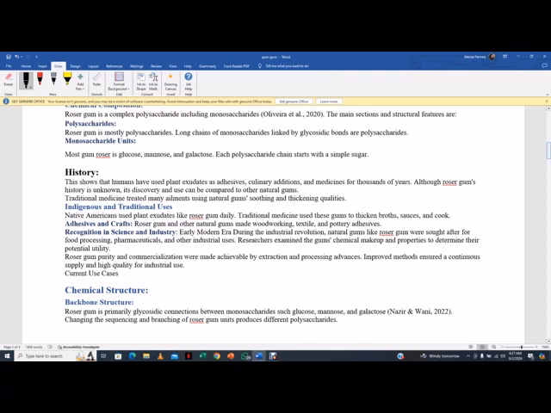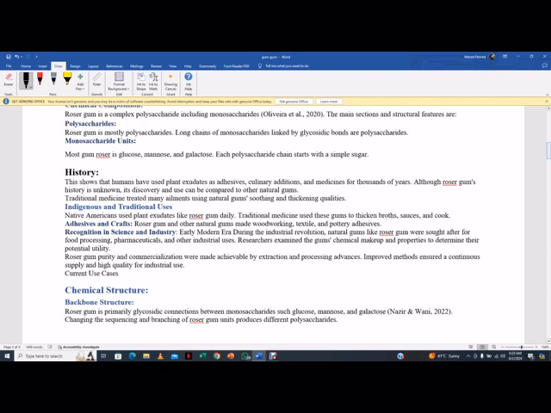pottery. The recognition of gum rosin in science and industry came during the Industrial Revolution, when natural gums like gum rosin became valuable in food processing and pharmaceuticals. Advances in the extraction processes allowed for higher purity and commercialization of these gums. Next, I'm going to tell you some of the current uses of these gums. Gum rosin is used in various industries due to its beneficial properties. It serves as a thickener, stabilizer, and emulsifier in many applications. So the history ends here.